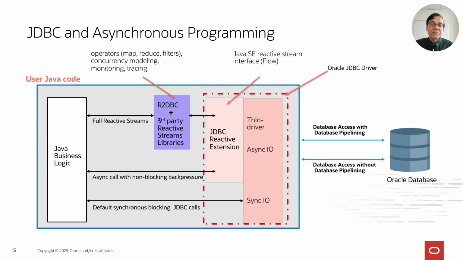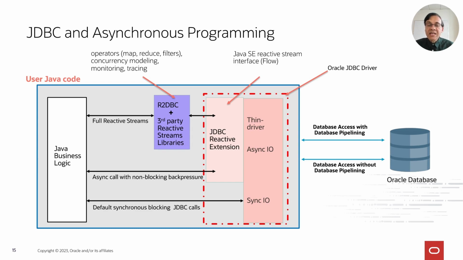In addition, we have also implemented R2DBC, which is a service provider interface and implements the reactive stream standards. And using that, you can run various third-party reactive streams libraries like Spring Reactor, Akka Streams, or RxJava on top of R2DBC and the JDBC reactive extensions. And using that, applications can use all the power provided by the reactive streams libraries, including use of different operators and some of the concurrency modeling and tracing.